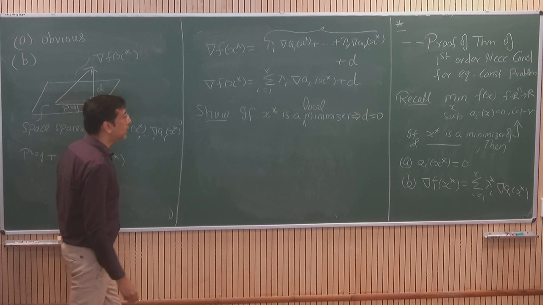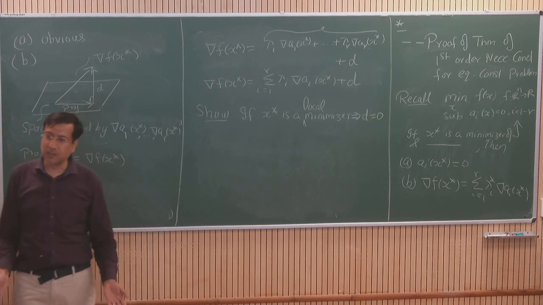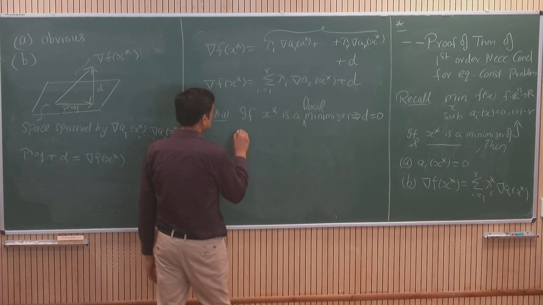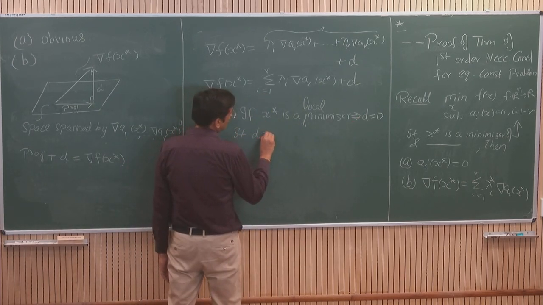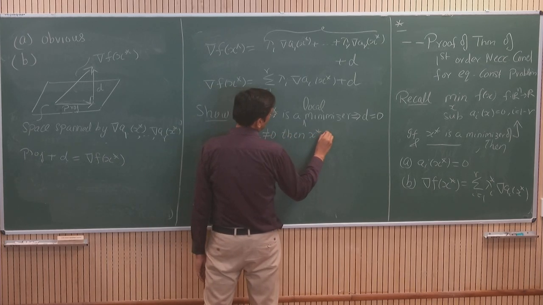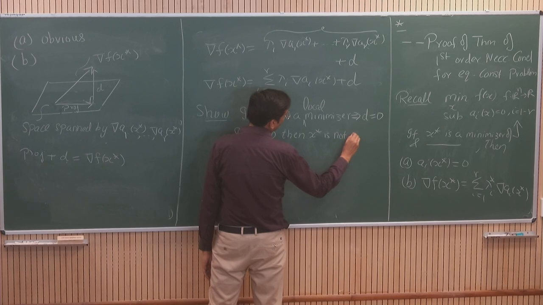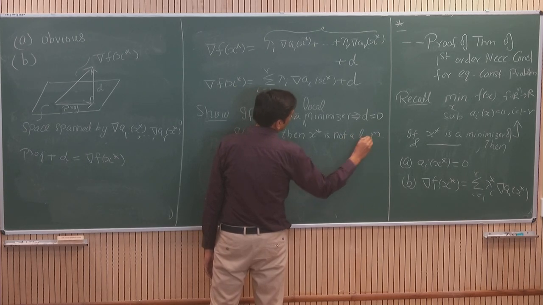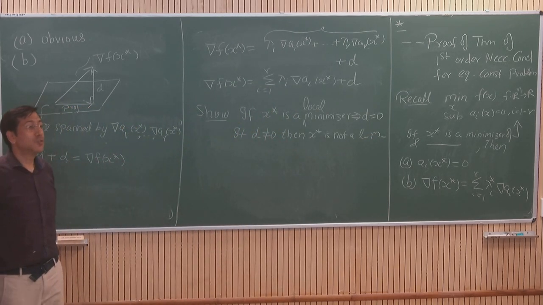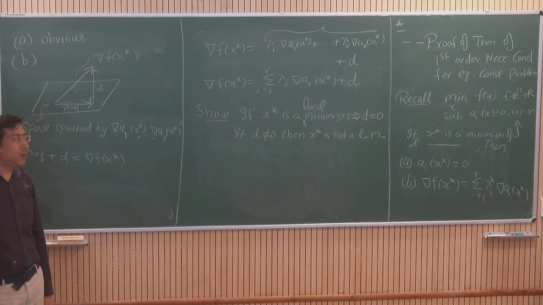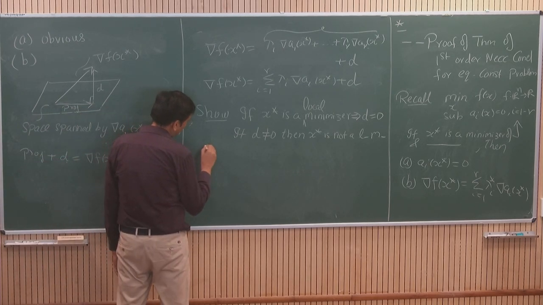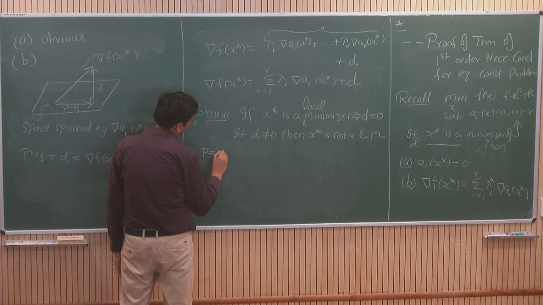To be able to show this, I will rather prove the contrapositive. What is a contrapositive? It's the negation of the whole thing. So we'll say if D is not equal to 0, then x star is not a local minimizer. So this is what we're going to prove. Since D is not 0, let's say we find the direction vector p equal to minus D.